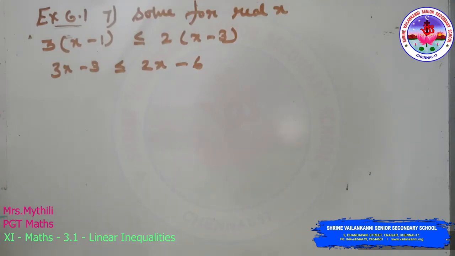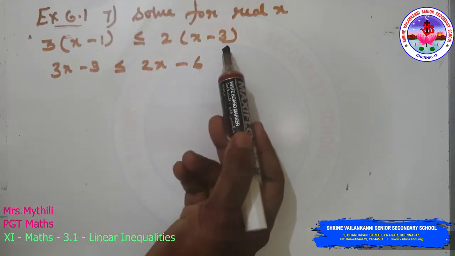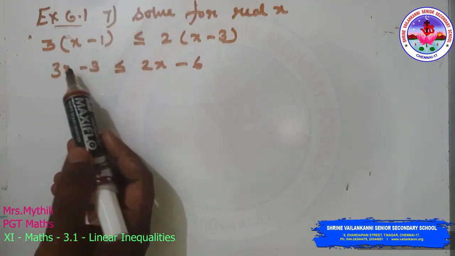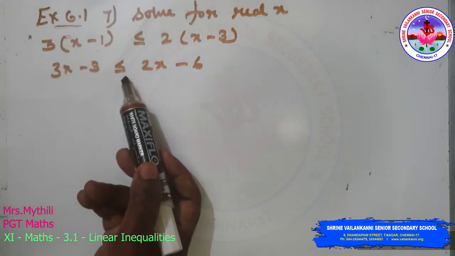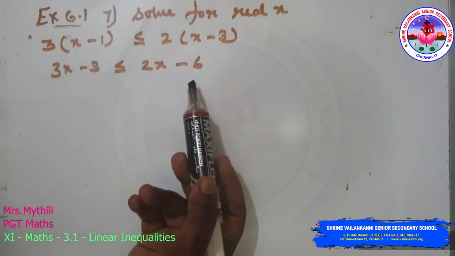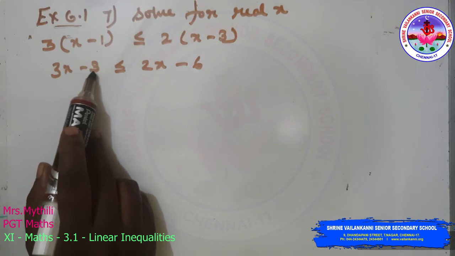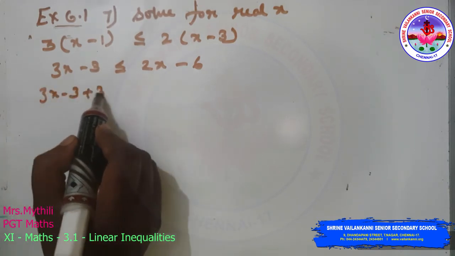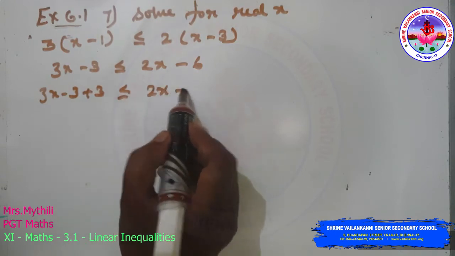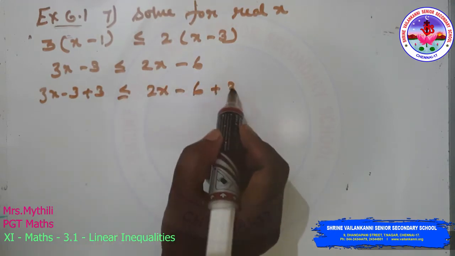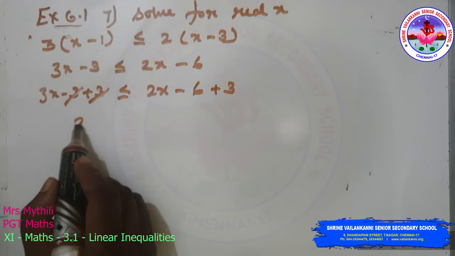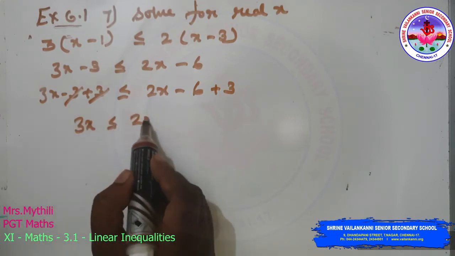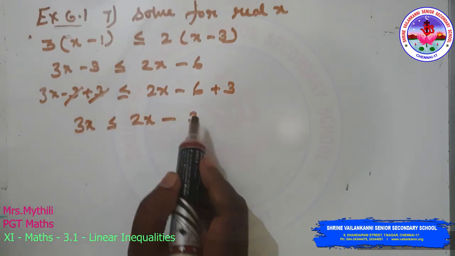Seventh one, solve the following inequality for real x. 3(x - 1) is less than or equal to 2(x - 3). Multiplying this, we get 3x - 3 less than or equal to 2x - 6. So adding 3 on both sides, 3x - 3 + 3 is less than or equal to 2x - 6 + 3. The 3s cancel, and 3x is less than or equal to 2x - 3.